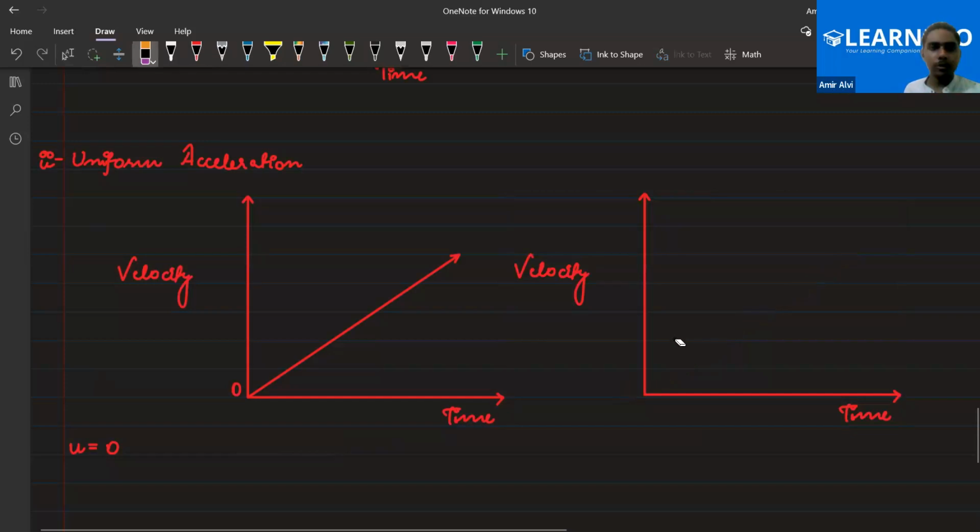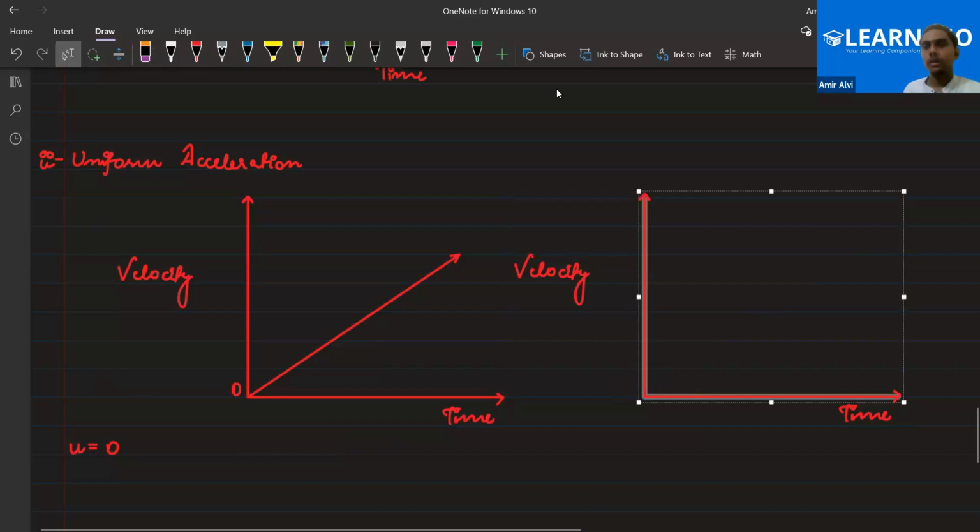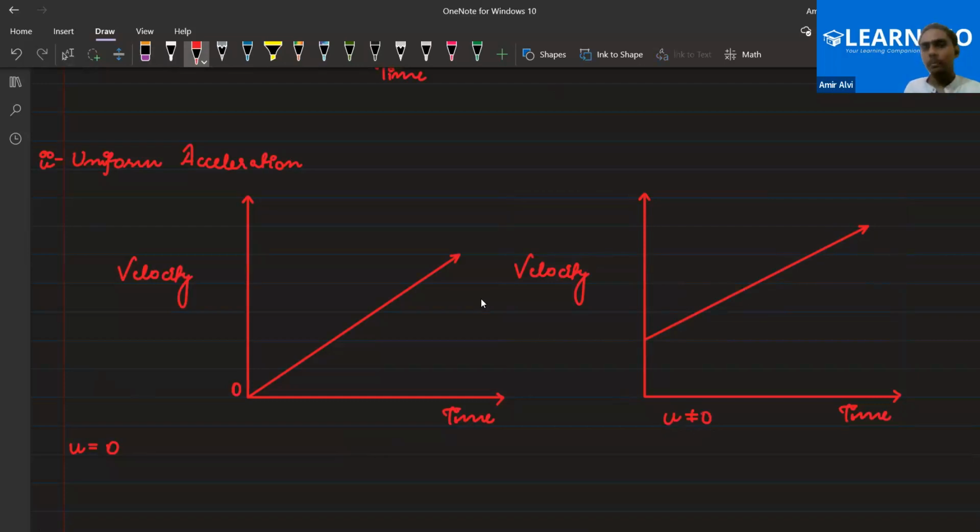So as you can see, in this case the body's velocity is not zero. It has some initial velocity, so it will not be starting from the origin. That would be u is not equal to zero because it's not starting from the origin. Am I clear to everyone?